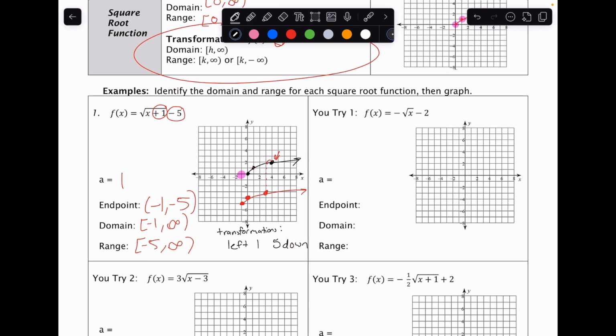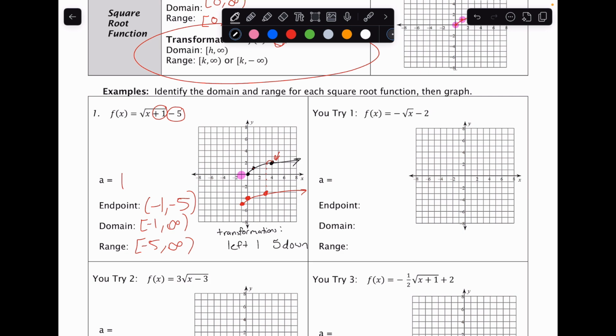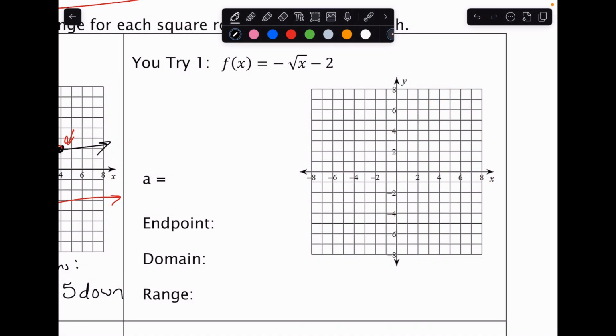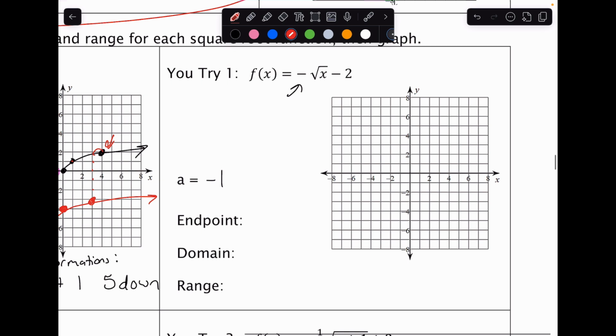All right. Let's try this next one here. For this one, we can see that our a value is actually -1. We do have a transformation going on here. And then our endpoint, well, there's no number in there with the x on the inside of the function, so that's actually going to be 0. And then our k is going to be -2.